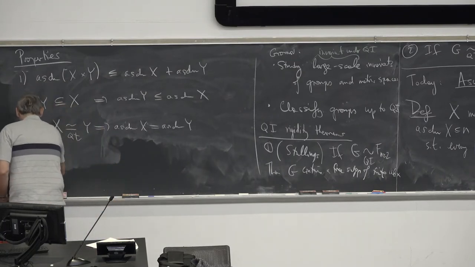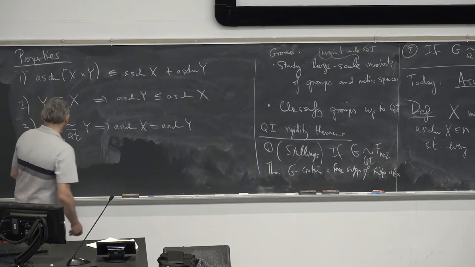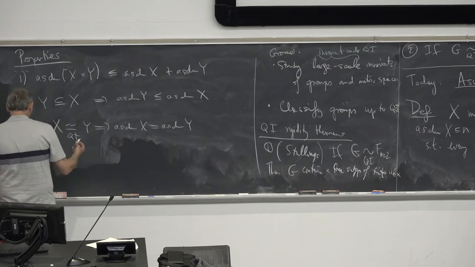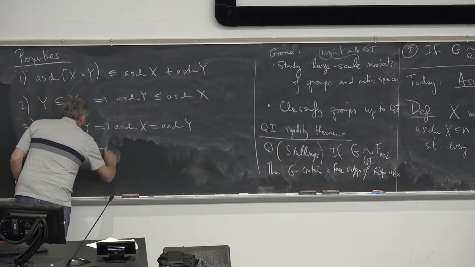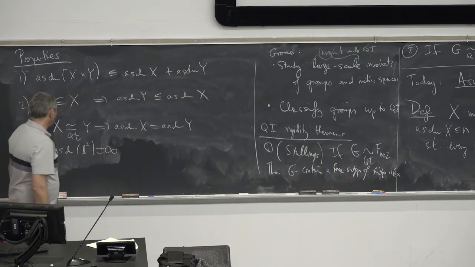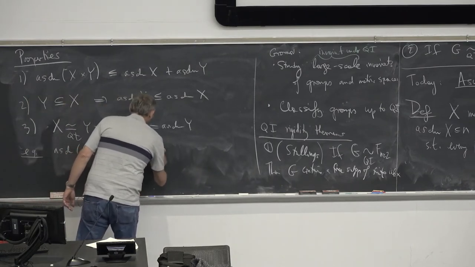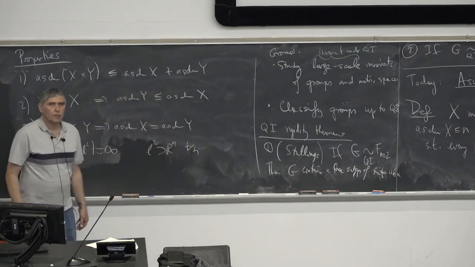So here's the first example of a space that has infinite asymptotic dimension, namely L2, Hilbert space. The asymptotic dimension of L2 is infinite. Why? Because it contains R^n for every n. So by monotonicity, the dimension has to be infinite.